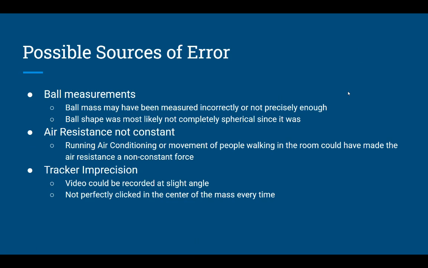So some possible sources of error are going to be the ball measurements. The ball mass may have been measured incorrectly and not precisely enough. And the shape was definitely not spherical since it was just a paper ball rolled up, so not perfectly air resistant. The air resistance was probably not constant as well. AC running in the room or people walking by could have caused a gust of wind, which would cause this number to not always remain constant. And then tracker and precision. The video may have been recorded at an angle, and I may not have clicked on the center of the mass perfectly every single time.